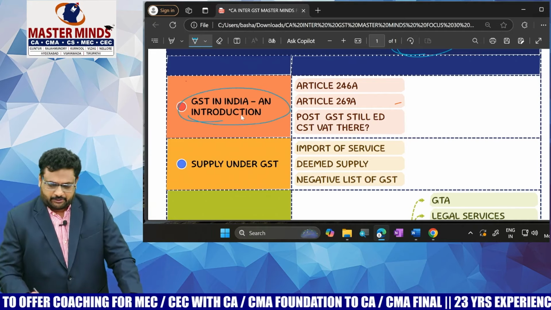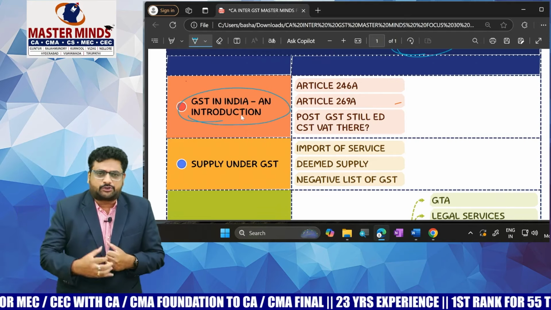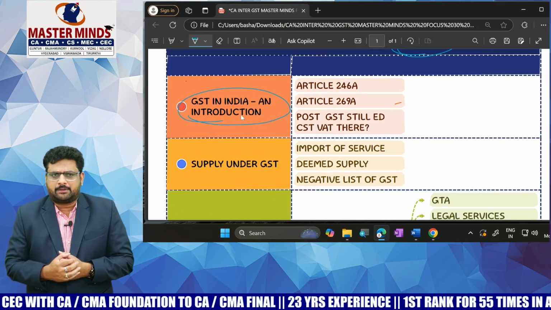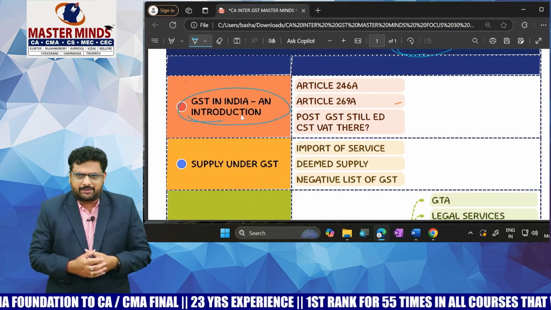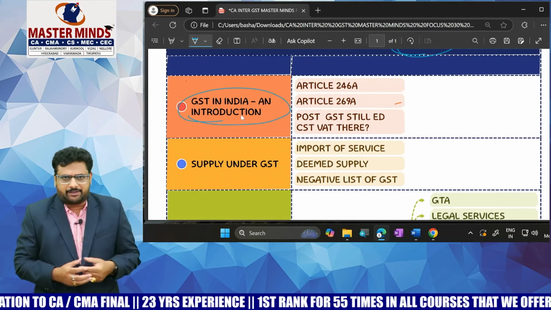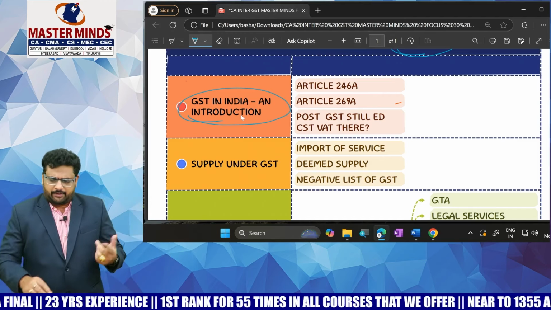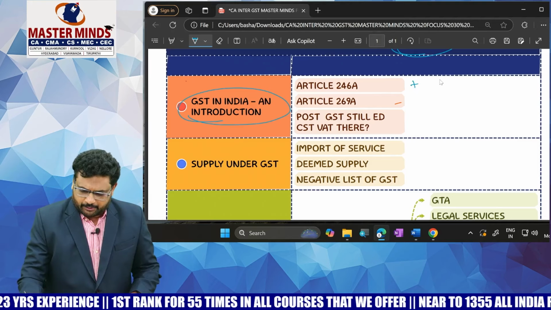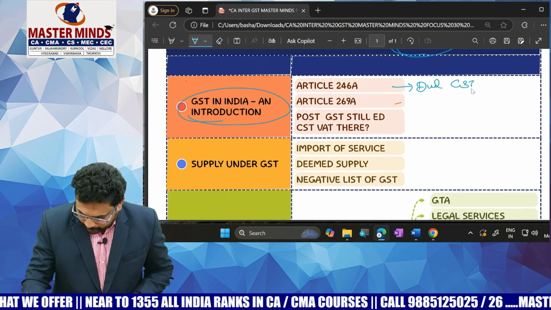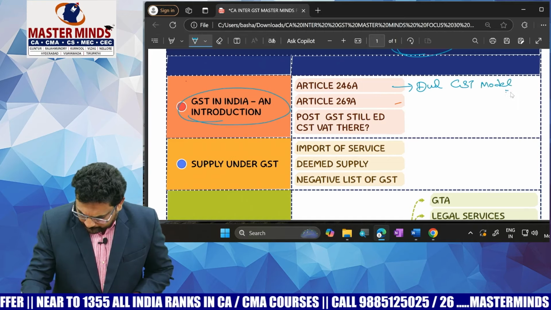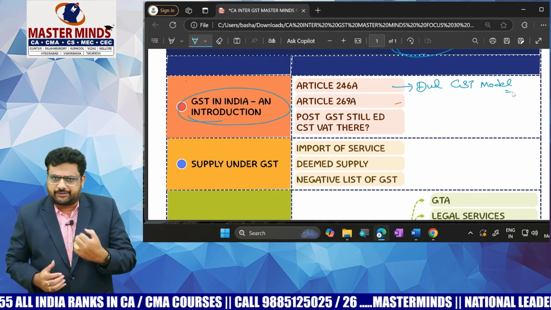So with respect to GST and introduction, you need to keep focus majorly on constitutional aspects like Article 246A, Article 269A, and Article 279A. These are the areas you need to read thoroughly. Along with that, another point you should remember is the dual GST model.